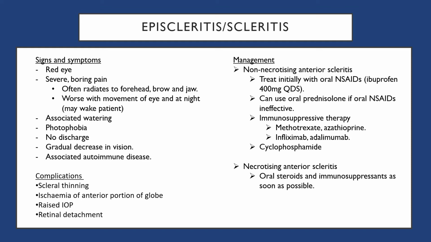So for non-necrotizing anterior scleritis, which is the most common type, you initially start treatment with oral NSAIDs. If this doesn't work, you can step treatment up to oral prednisolone. If you get scleritis as part of a systemic autoimmune disease, you might need to consider some more generalized immunosuppressive therapy, such as methotrexate, azathioprine, and oral cyclophosphamide. For necrotizing anterior scleritis, which is much less common, you need to start oral steroids and immunosuppressants as soon as possible to prevent further damage to the eye.